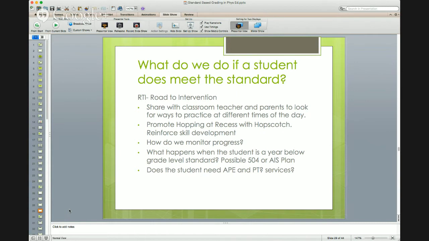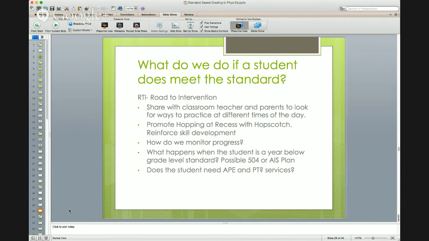If a student's starting to fall a year below grade level or 2 years below grade level standard, you might have to talk with your special education team or your support staff in the school, and you might need to set up a different plan. It could be a 504, it could be an IEP, or an AIS. An AIS is just a very simple plan. We have these in our county, and they're very important.